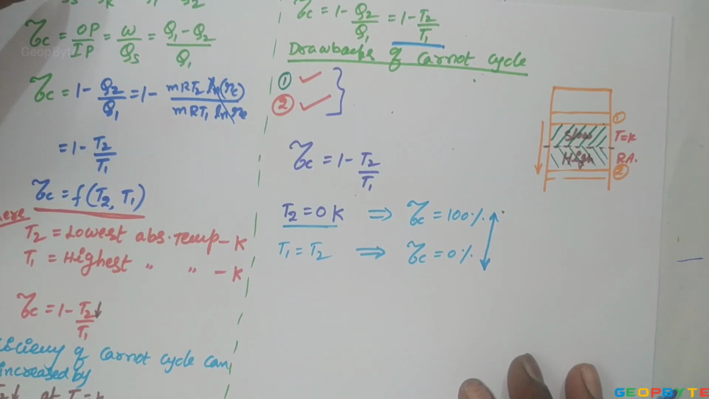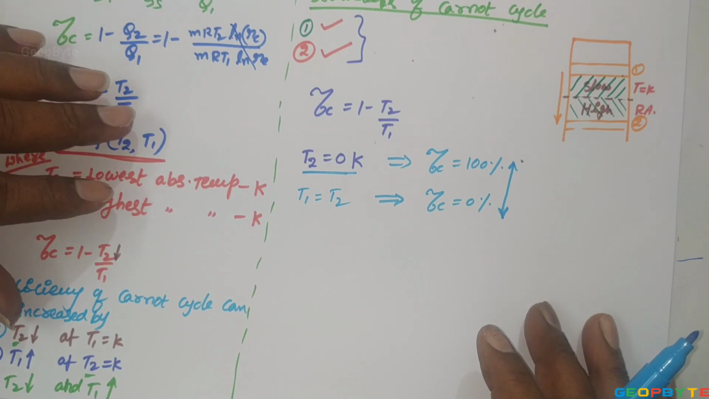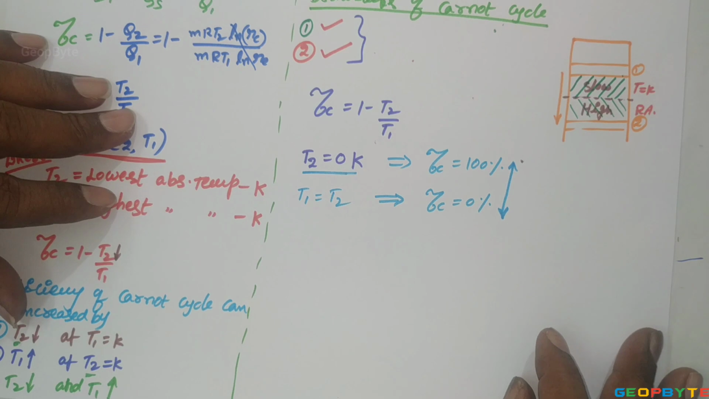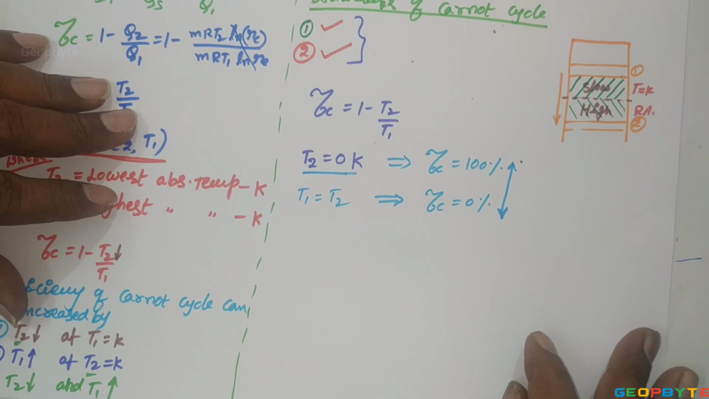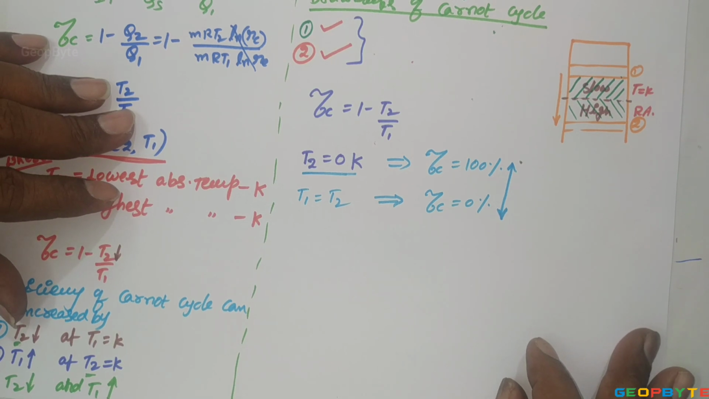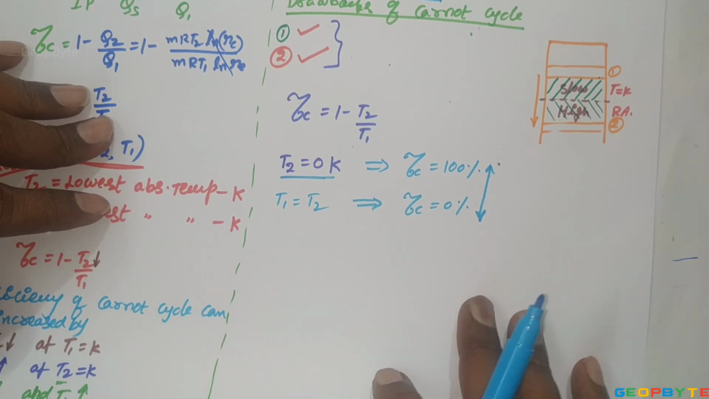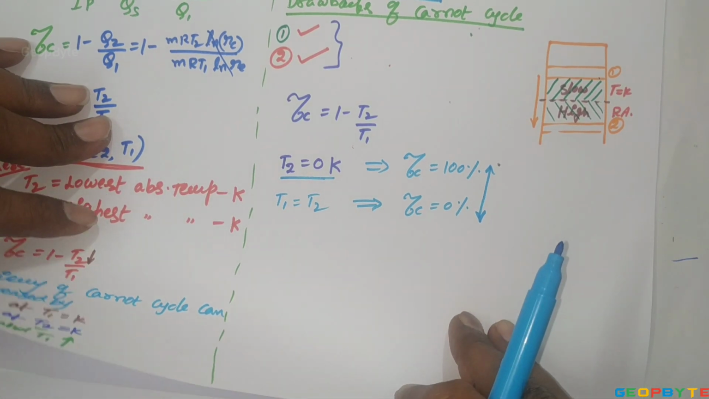That means irrespective of the working material you take, the efficiency of the Carnot cycle cannot depend on the material you have taken. It is completely dependent on the least temperature of the working material for the cycle and the highest temperature of the working material for the cycle. That is about the Carnot cycle and Carnot heat engine.